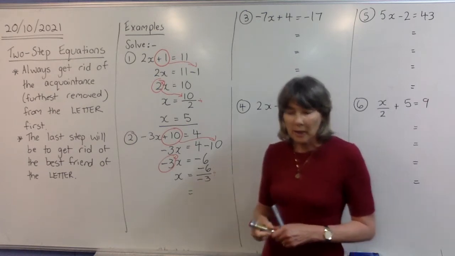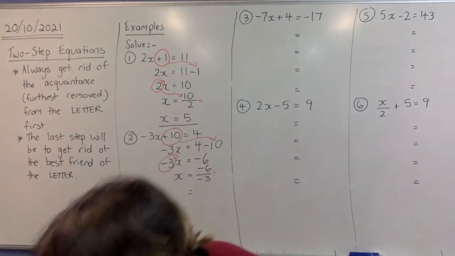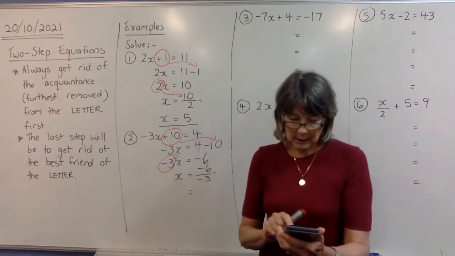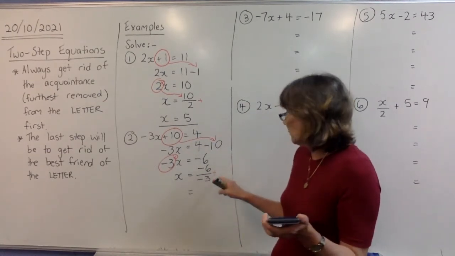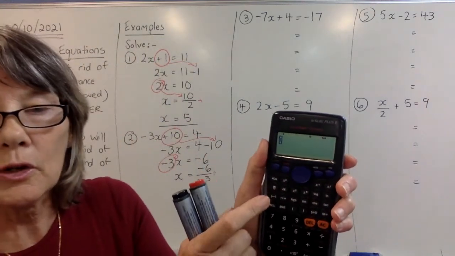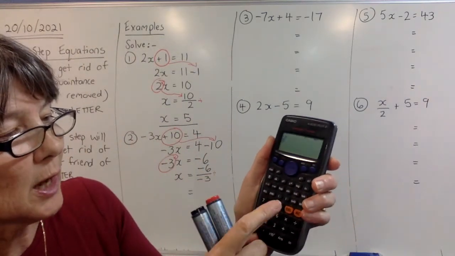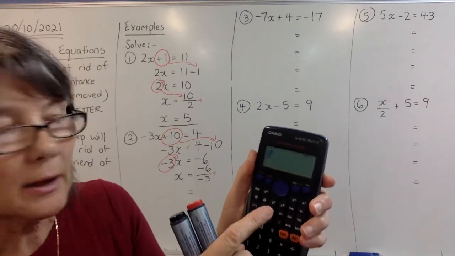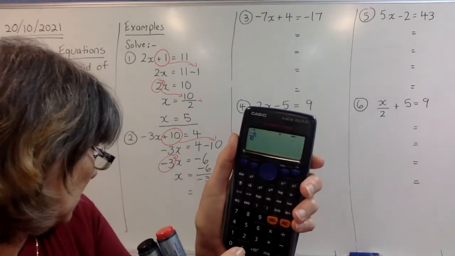So you go to your calculator. Don't forget you're pressing it into your fraction key. So press your fraction key, and we're pressing minus 6. You can use this minus sign here if you like. And then down arrow, minus 3.